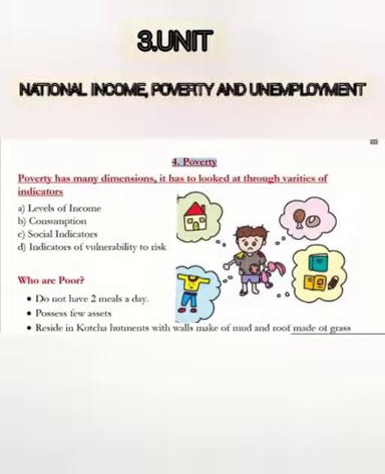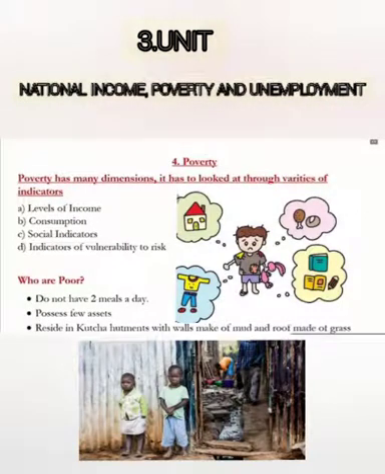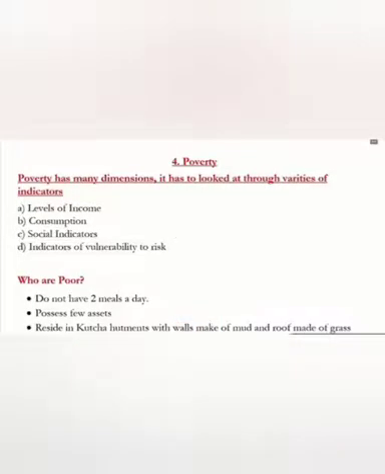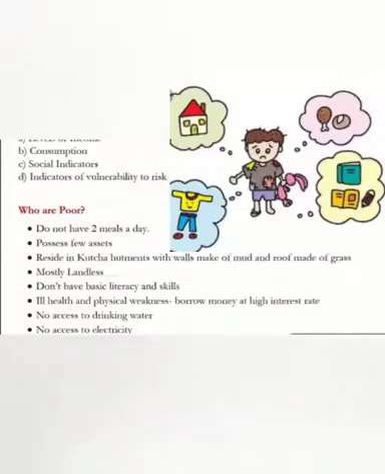Students, poverty has many dimensions. Here we have some indicators to measure poverty. Levels of income, consumption, and social indicators are the indicators. And who are the poor? They do not get two meals a day and possess few assets only. They reside in houses made of mud with roofs made of grass. Usually they are landless. Poor people don't have basic literacy and skills.